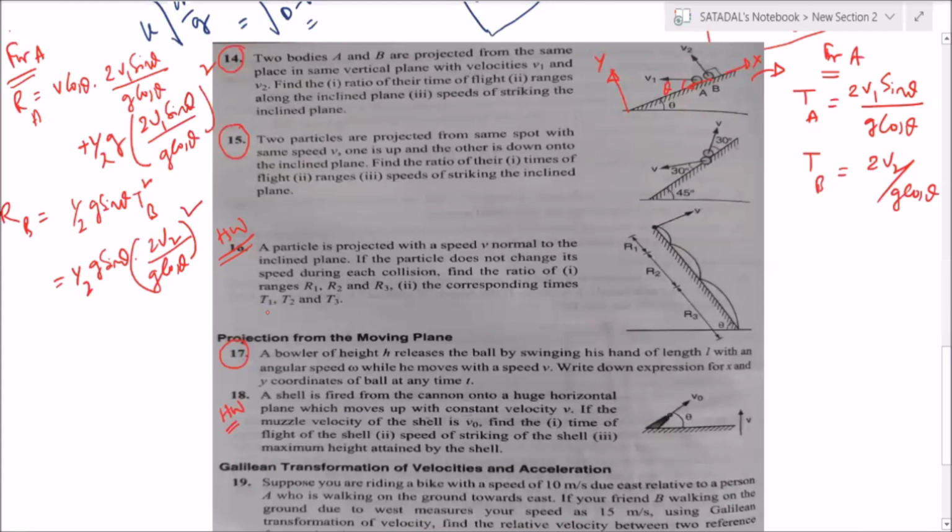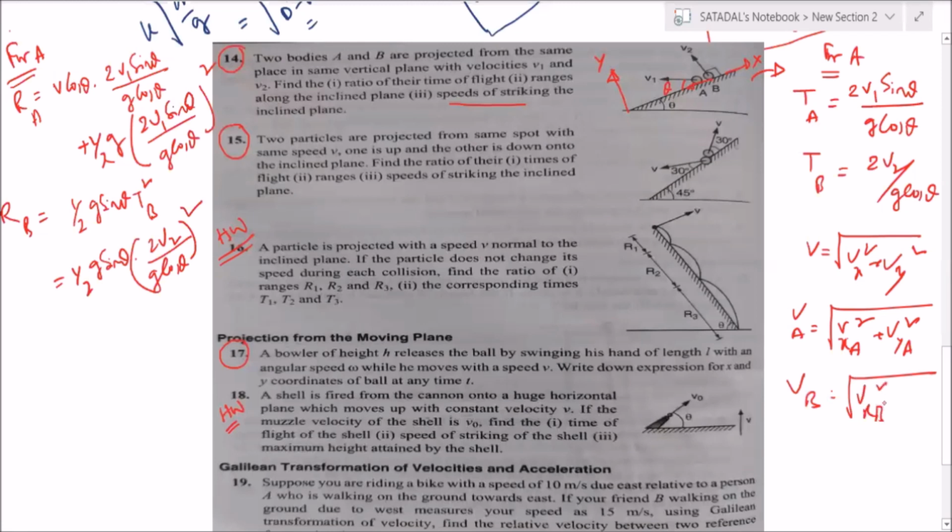I'm just showing you the other way. And next is the same. They are asking about the speeds of striking. So that also you can write now. V is equal to how much? Root under of Vx square plus Vy square. So you separately calculate V_A, that is root under of Vxa square plus Vya square. And similarly, V_B will be equal to root under of Vxb square plus Vyb square. I hope you can do. Right? This is clear. Chalo, quickly move on to 15. Do not waste time. Move fast.